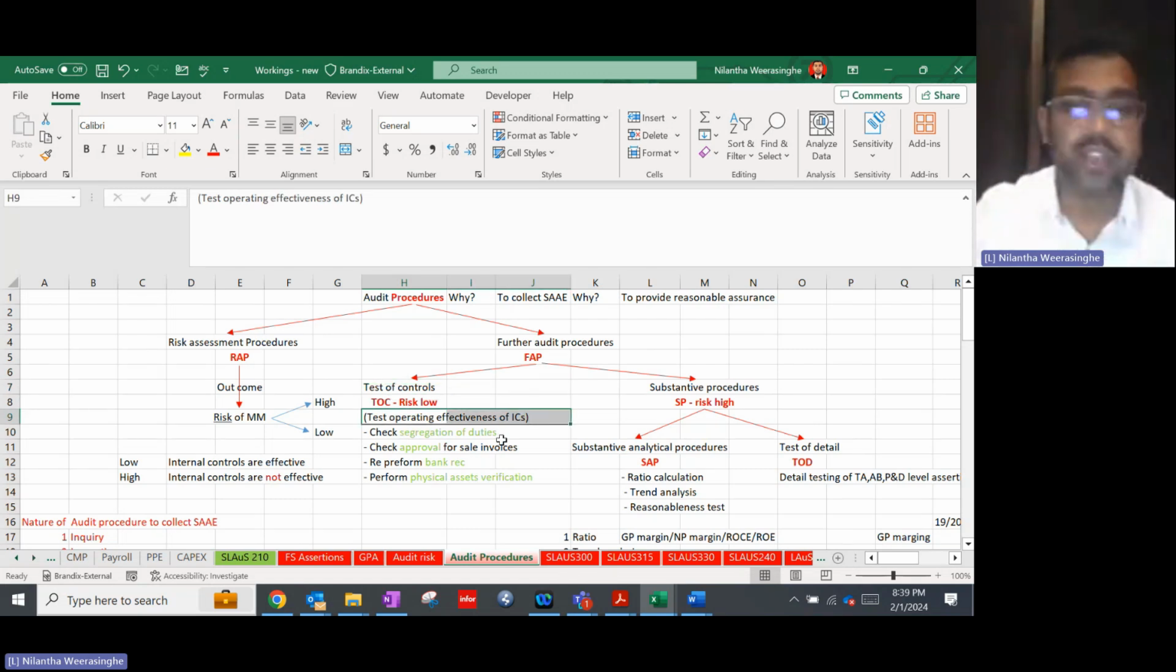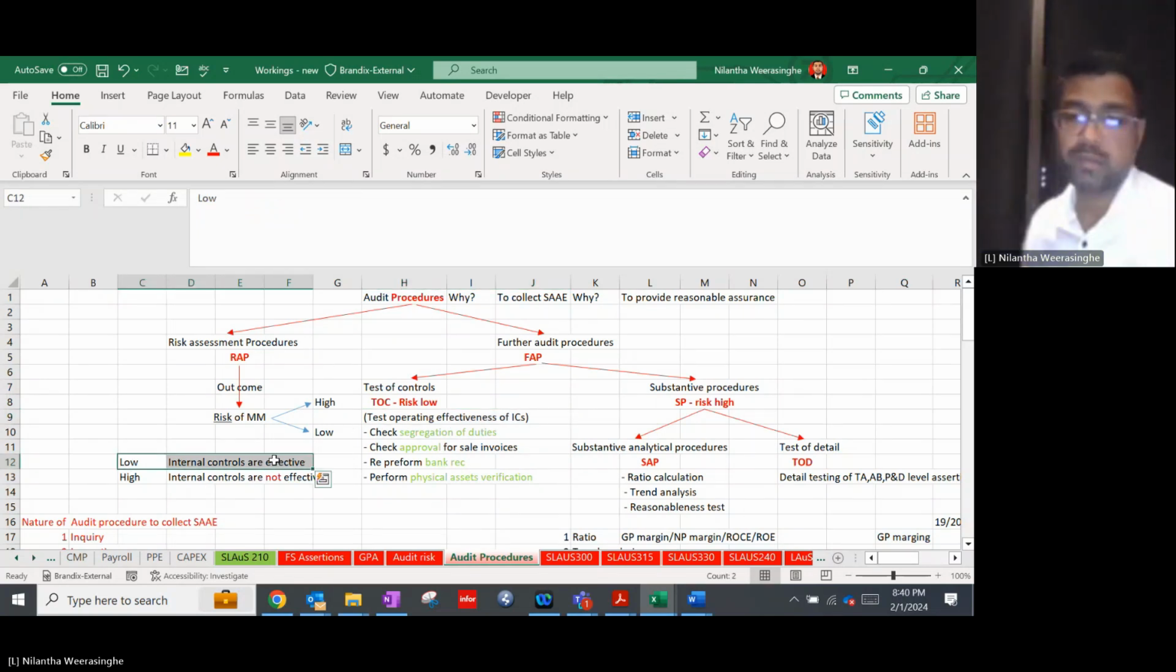Check segregation of duties, check approval for sales, re-perform bank reconciliation, perform physical stock verification. Basically, you check internal controls here. That's enough. Why? Because internal controls are effective. That's why you perform that.